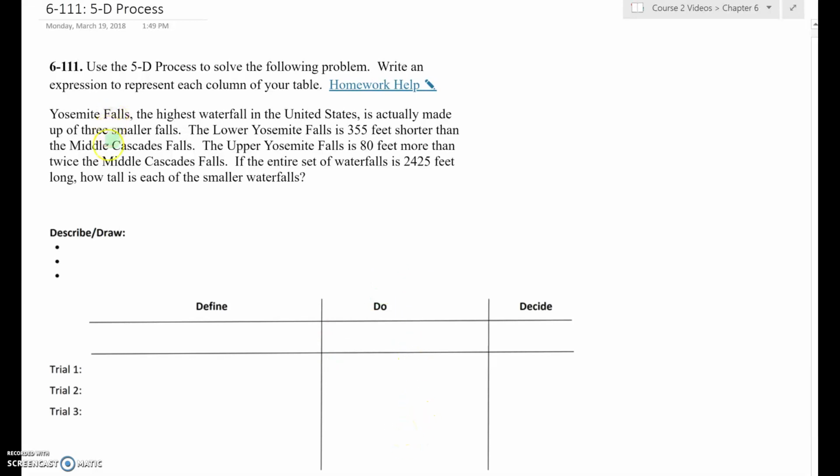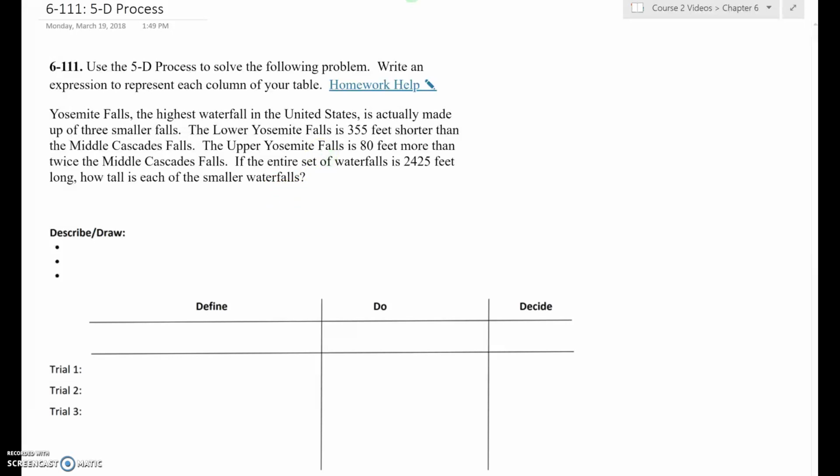This question is about Yosemite, beautiful place. Yosemite Falls, the highest waterfall in the United States, is actually made up of 3 smaller falls. The lower Yosemite Falls is 355 feet shorter than the middle Cascades Falls. The upper Yosemite Falls is 80 feet more than twice the middle Cascade Falls. The entire set of waterfalls is 2,425 feet long. How tall is each of the smaller falls?